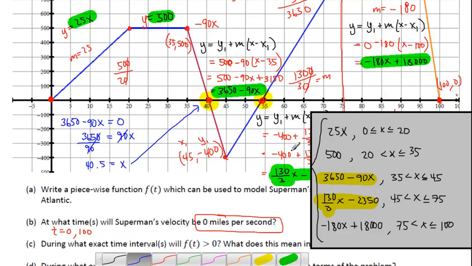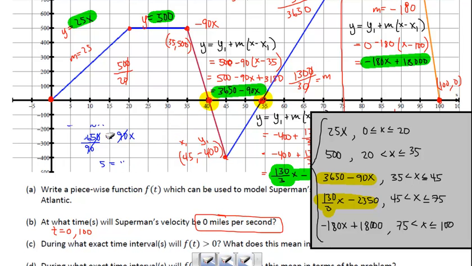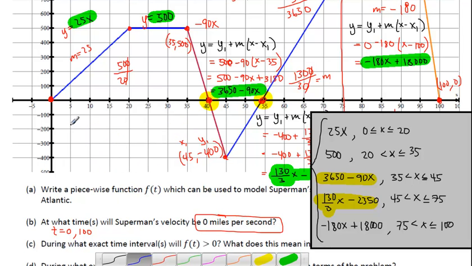The other place is going to be setting 130x over 3 minus 2350, set that equal to 0. So I'm going to erase this part. Set that equal to 0. Bring 2350 to the right side. Then multiply by 3.